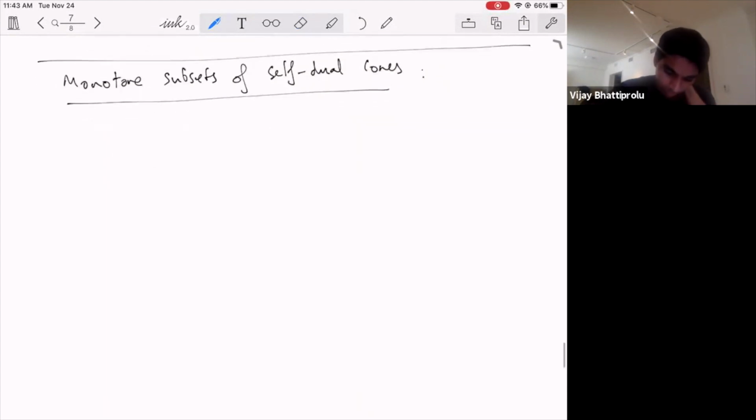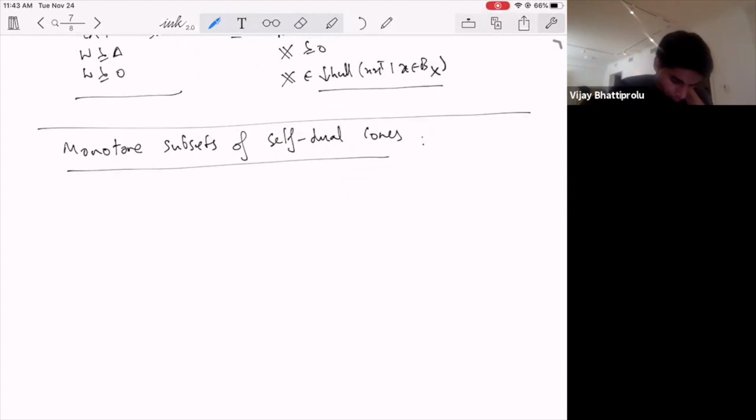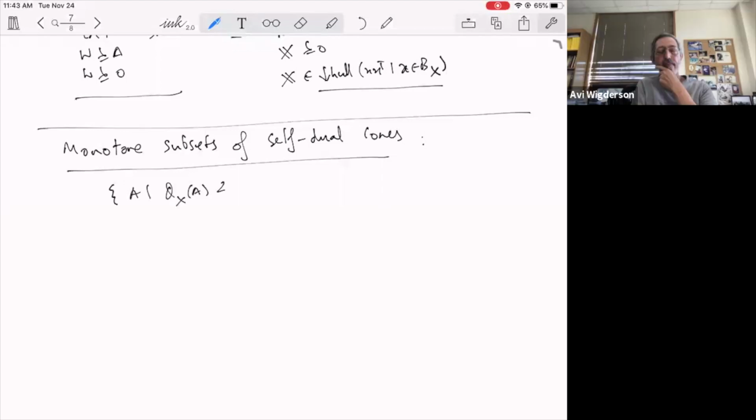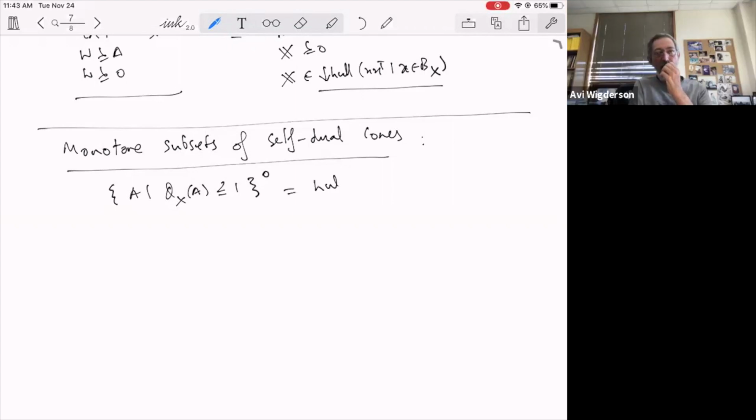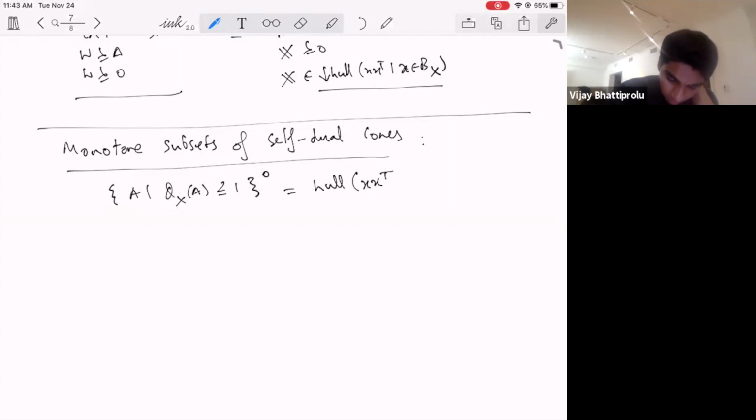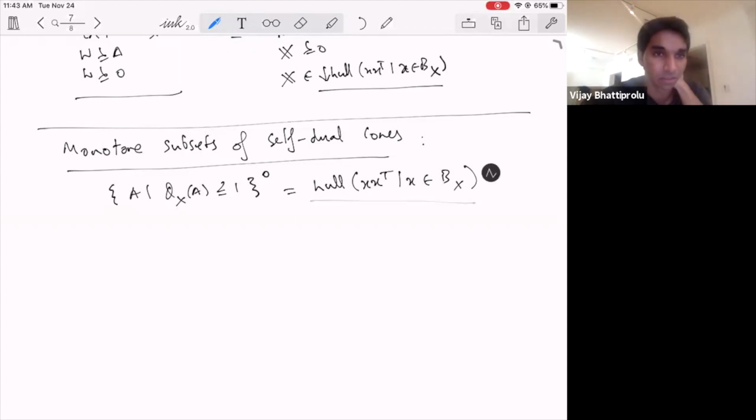Okay. So as we saw earlier, if we consider the set of matrices A such that the quadratic maximum of A is at most 1, this set is actually an unbounded set. However, its polar is the hull of XX transpose such that X belongs to BX. Okay, so the set on the right-hand side is not origin symmetric, and the set on the left-hand side is unbounded. So in this setting, we actually don't have a bipolar theorem.